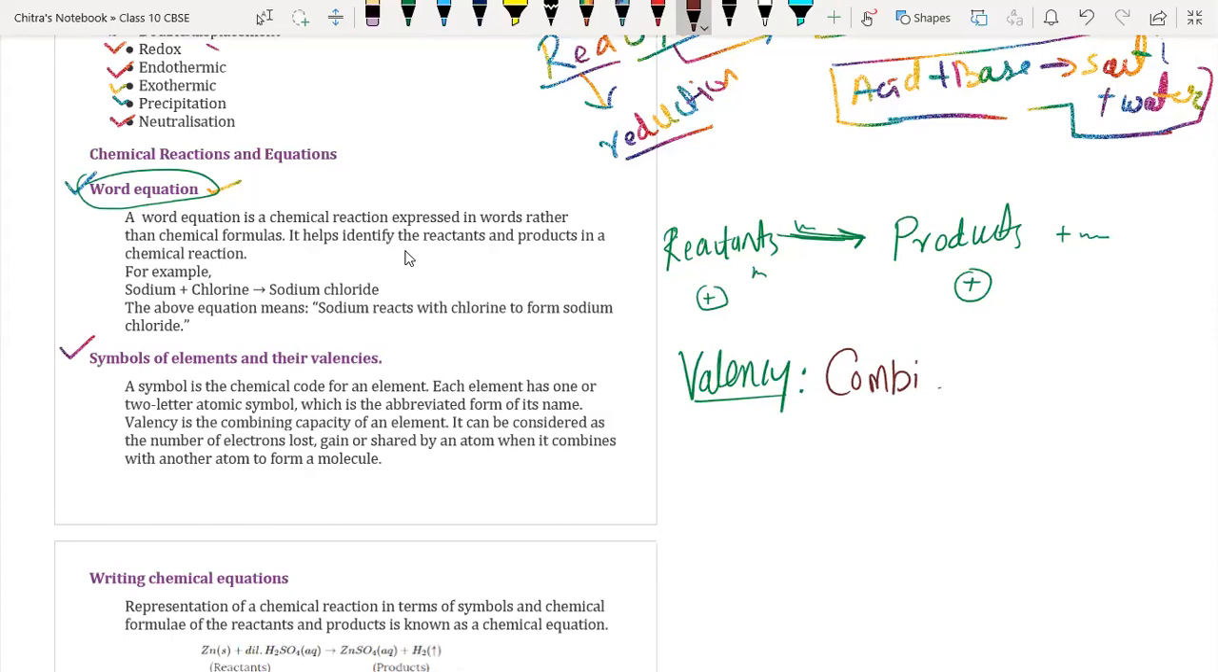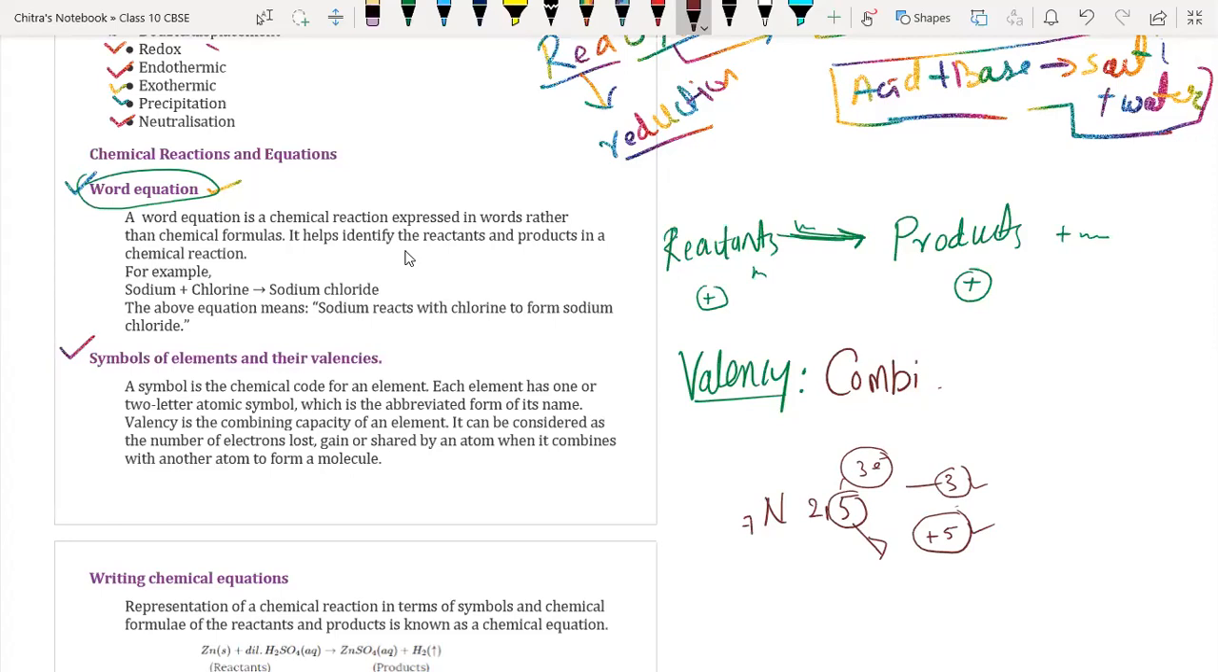If we discuss nitrogen, nitrogen has atomic number 7 and its electronic configuration is 2, 5. That means it requires 3 electrons to complete its octet. So its valency is 3. But sometimes nitrogen may lose all the 5 electrons to show positive valency 5. So nitrogen has variable valency, it may show 3 as well as 5. It depends on what type of element is going to combine with nitrogen.